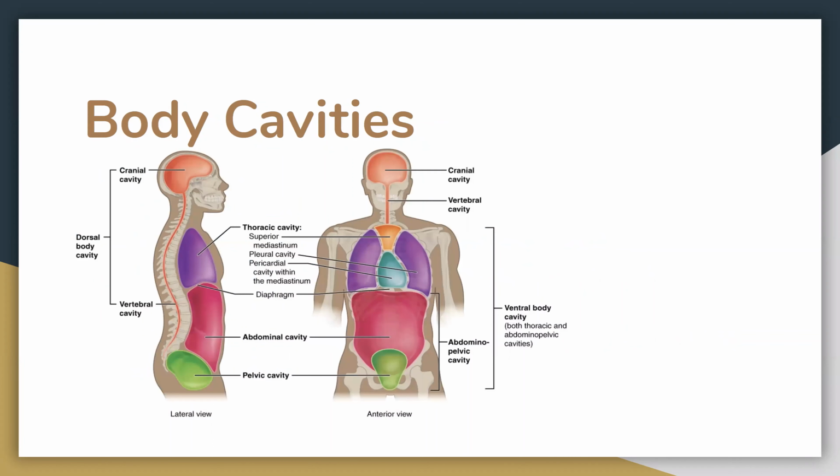So again, here's a good graphic that shows the different cavities. Again, you have the cranial cavity at the top, then you have the spinal cavity or dorsal cavity, the vertebral cavity, the thoracic cavity in the front, the abdominal cavity right underneath that, and the pelvic cavity.